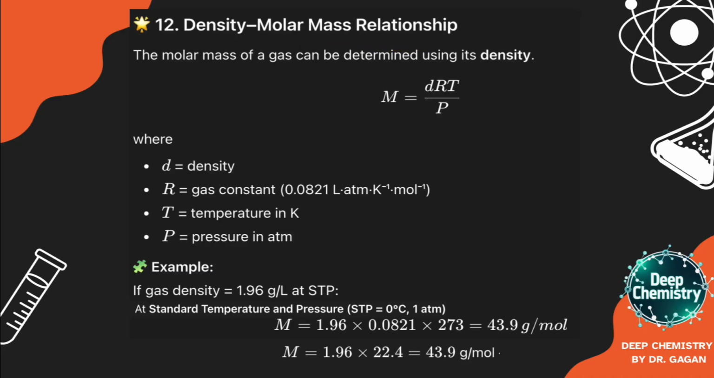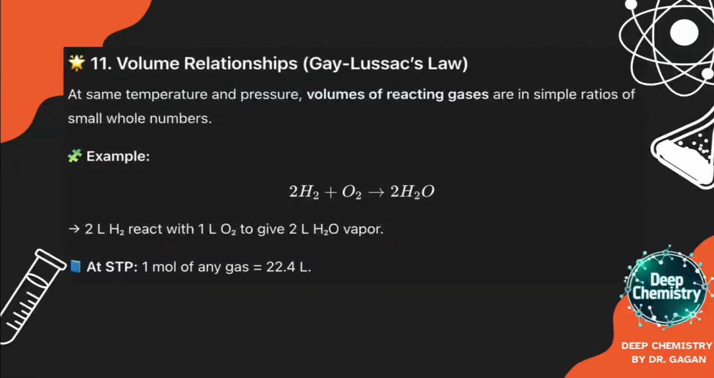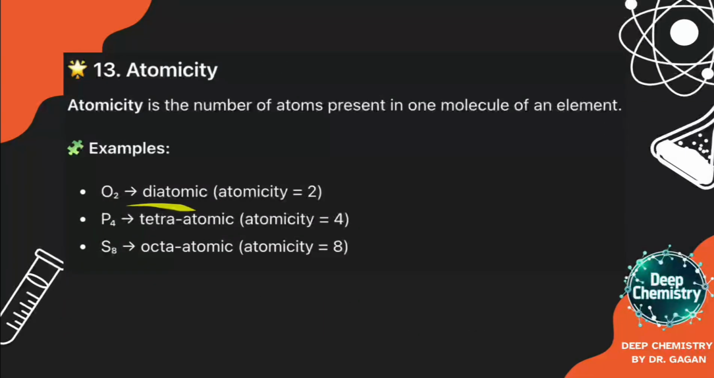Next is atomicity. Atomicity just means the number of atoms in a molecule. Oxygen has 2 atoms, so that is diatomic. P4 has 4 atoms, tetratomic. S8 has 8 atoms, octatomic. It's a small concept but helps when calculating molar masses of elements.